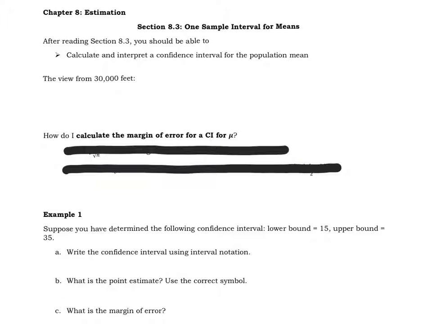All right, section 8.3 is the last section in chapter 8. And just like what we were doing in the last section, we're still going to be finding confidence intervals, but this time for means instead of for a proportion. So our big picture view here, to find a confidence interval for mu, the mean, we're going to use the t interval on your calculator. That's the command that we're going to be using.